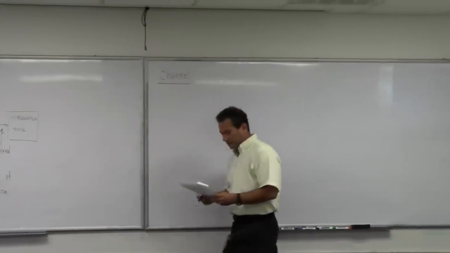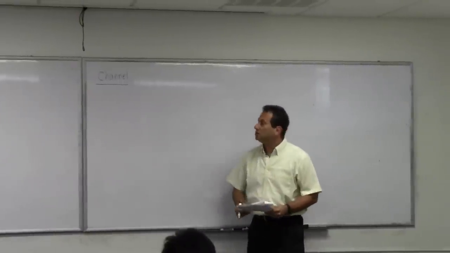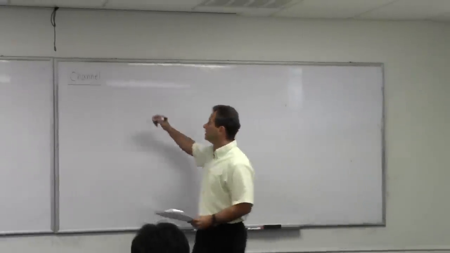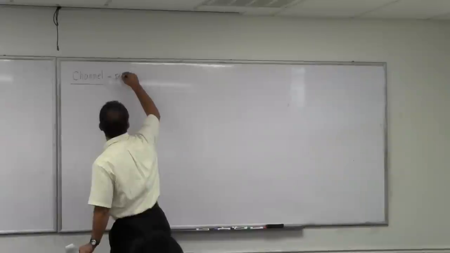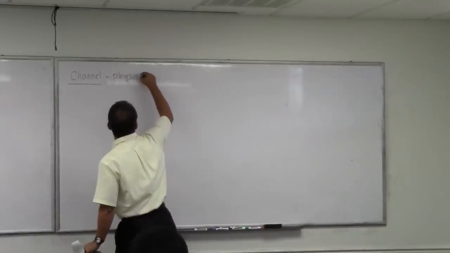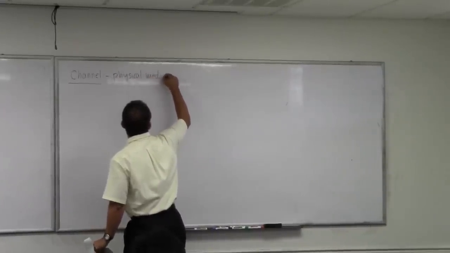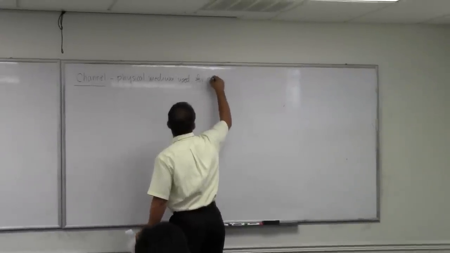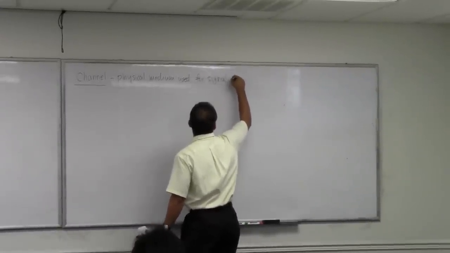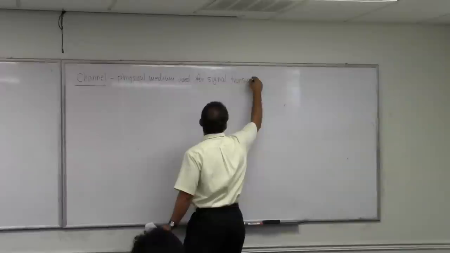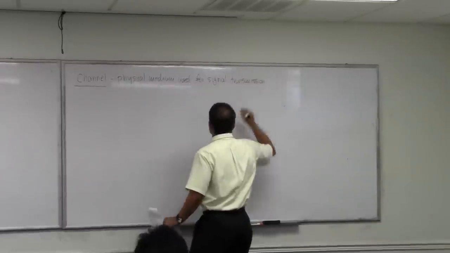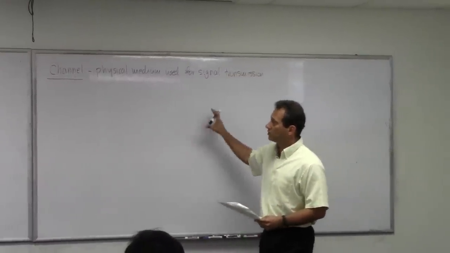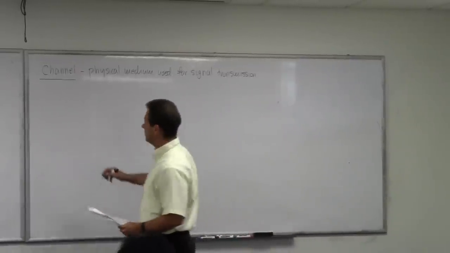What is a channel? A channel is a physical medium that is used for transmission of signals between the transmitter and the receiver. So it's a physical medium used for signal transmission. Now, there are several types of channels. So let's go through a list and try to survey them a little bit.